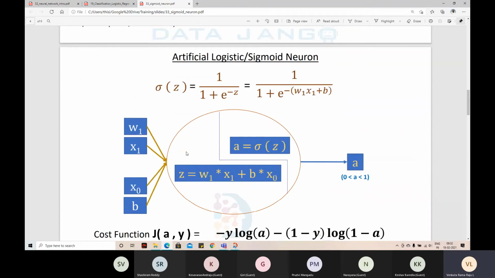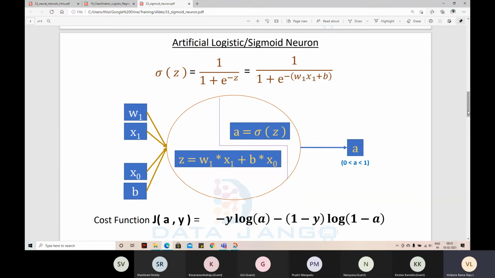Now this is actually whatever you are asking. If you pass x1, and x0 is 1, if you have only one input variable, then there will be a bias term. There will be a theta 0, which I denoted as b, and a theta 1, which I denoted with w1. A linear combination is calculated, and then it is substituted into the sigmoid function, 1 by 1 plus e power minus z, whatever z value you substitute, and the outcome is going to be between 0 and 1. This is the artificial sigmoid neuron, or artificial logistic neuron. Is this what you are asking?